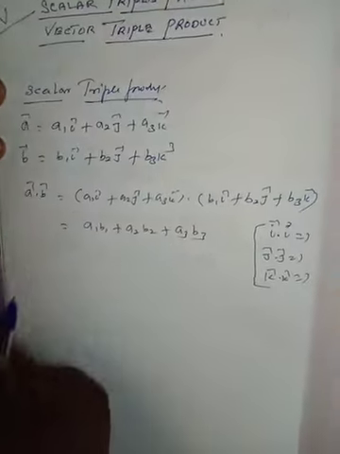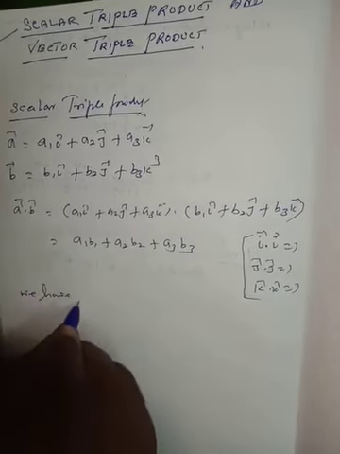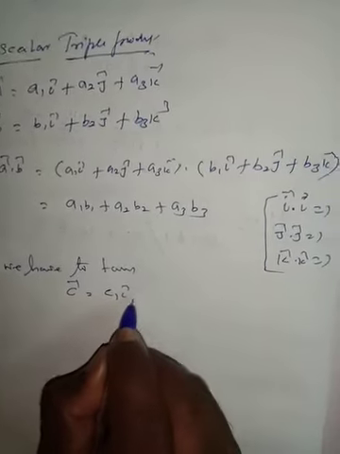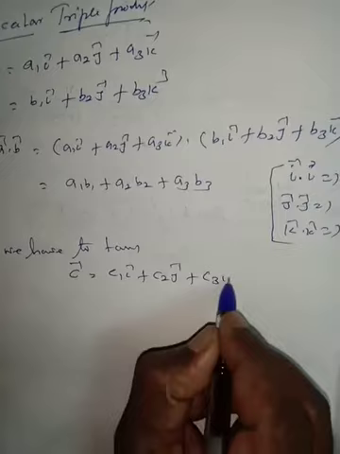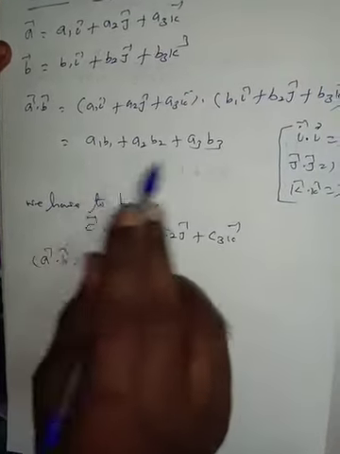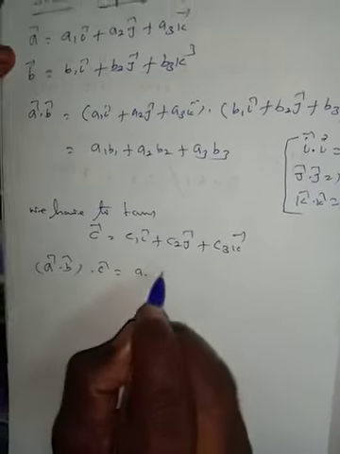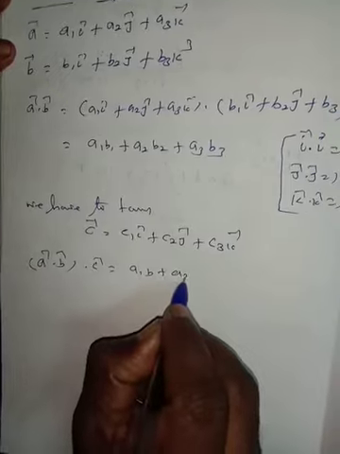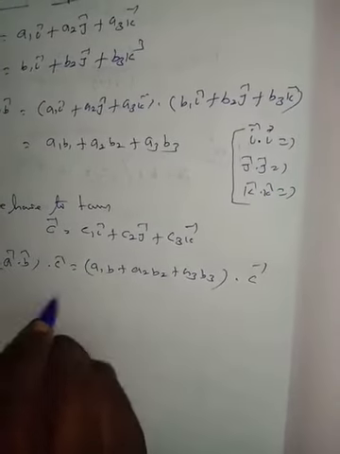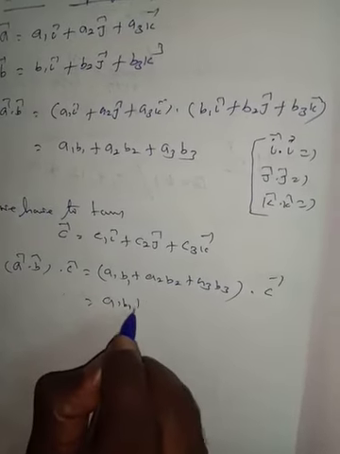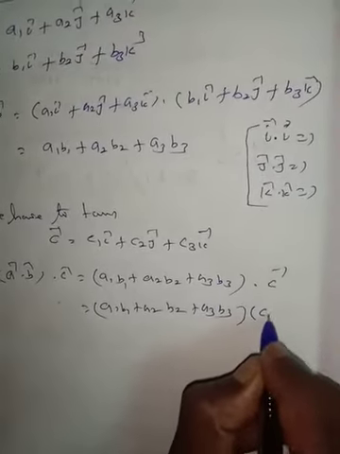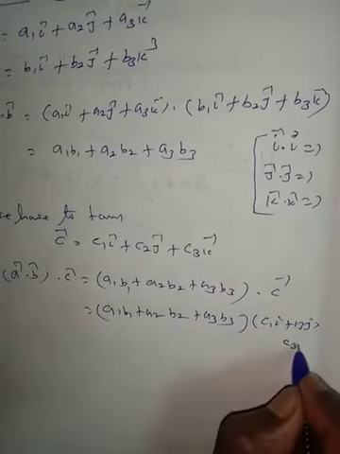Topic is scalar triple product. We have to take another vector c vector equal to c1 i vector plus c2 j vector plus c3 k vector. a vector dot b vector of c vector is equal to the already known a1 b1 plus a2 b2 plus a3 b3 dot product of c vector, that is a1 b1 plus a2 b2 plus a3 b3 into c1 i vector plus c2 j vector plus c3 k vector.